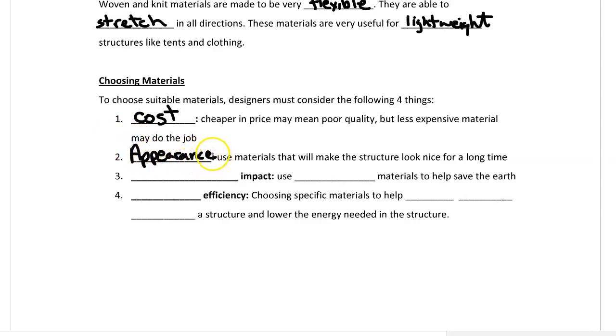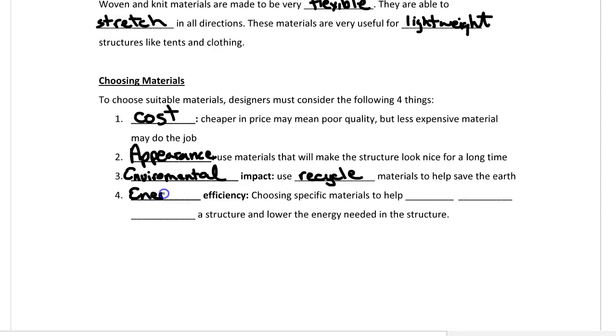Now, the appearance may or may not be useful, especially if it is something that is hidden. You don't really worry about the appearance so much. If it is something on the outside, something that's going to be seen, you're going to want to make sure that it's used for a long time. A third one is the environmental impact. Okay, if we use recycled materials to save the earth, or something that's going to be less damaging.